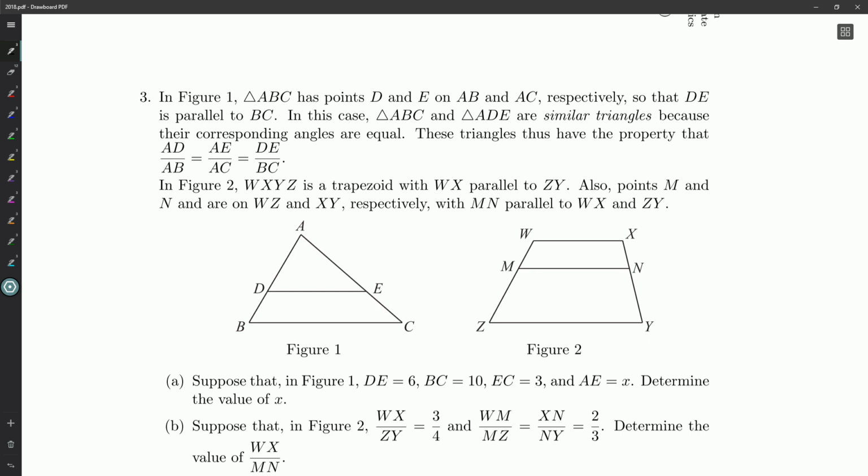We're now looking at the last question, B3, on our Canadian Intermediate contest. In Figure 1, triangle ABC has points D and E on AB and AC respectively, so that DE is parallel to BC. In this case, triangles ABC and ADE are similar triangles because their corresponding angles are equal. Lines that intersect parallel lines intersect at the same angle is sort of where we're going with that.